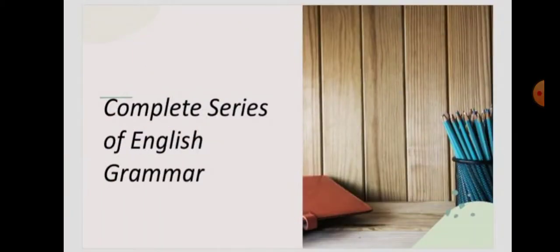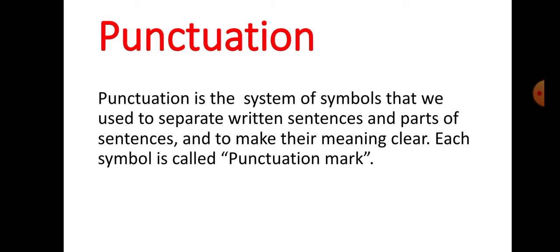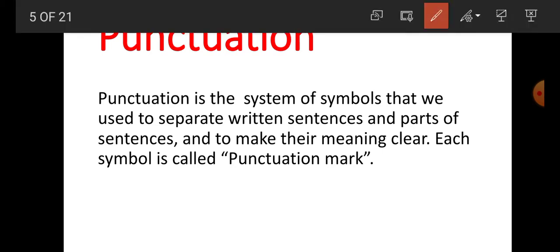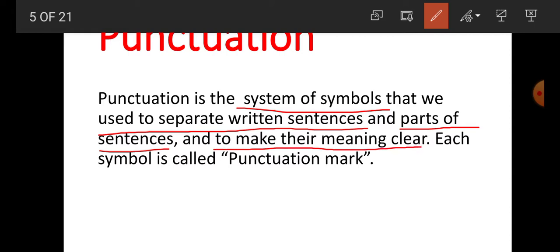Students, in our complete series of English grammar, today we are going to read a very important topic of English grammar, that is punctuation. Students, what is punctuation? Punctuation is the system of symbols that we use to separate written sentences and parts of sentences. And why is it used, students? It is used to make their meaning clear. Each symbol is called a punctuation mark.